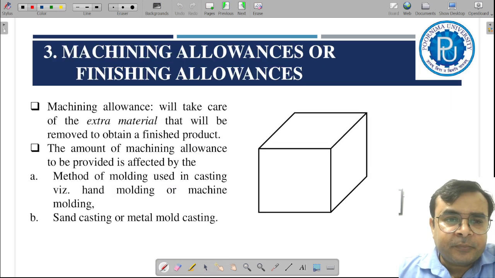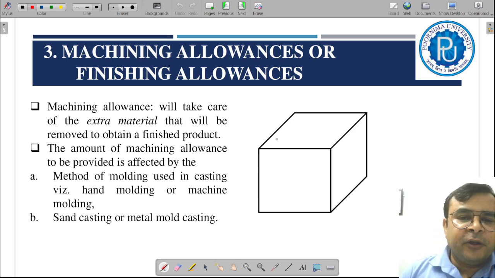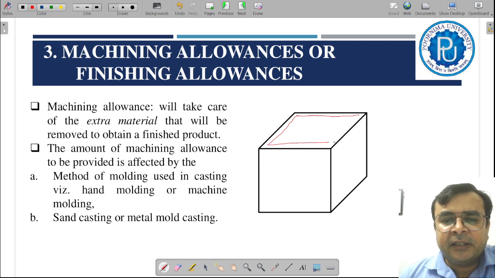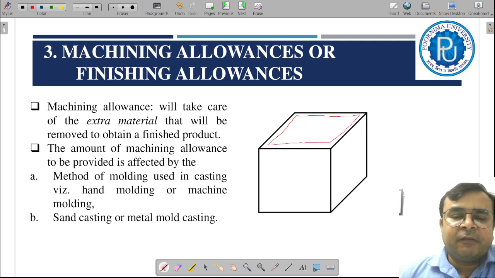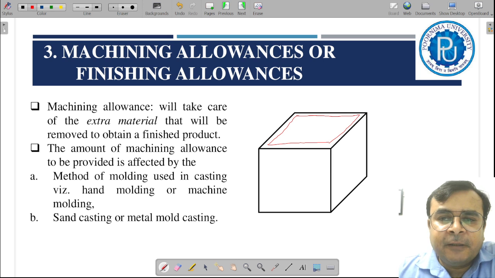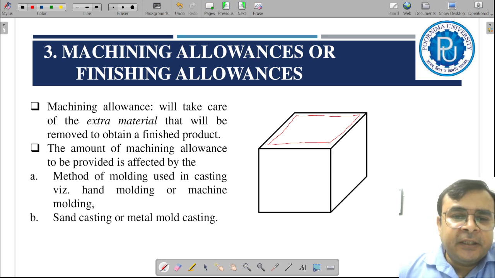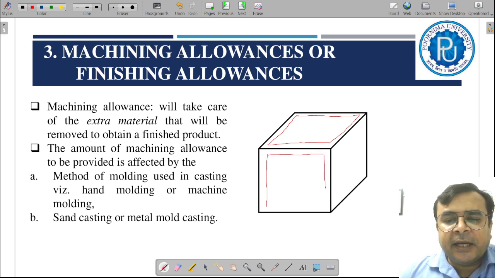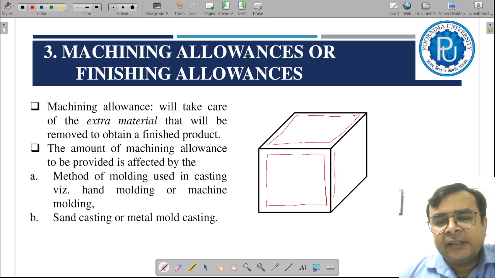Next, machining allowance or finishing allowance. I already told you that in the metal casting process, the surface obtained will have a very poor surface finish. And if it is a poor surface finish, then for getting an accurate surface finish, we need to provide some machining. Yes or no? And during machining, obviously some of the material is removed. And if some of the material gets removed, then to accommodate this reduced size, we need to make a slightly bigger casting than the actual size.